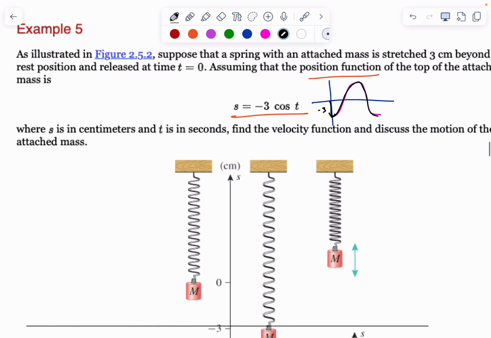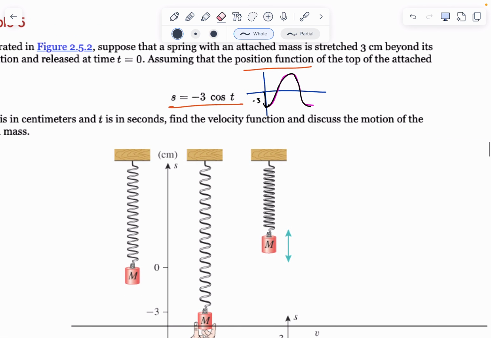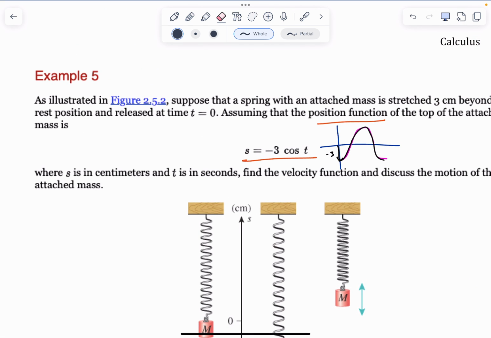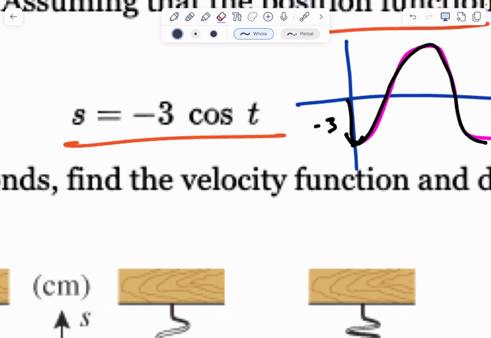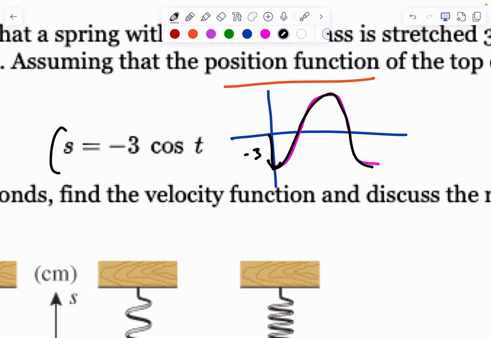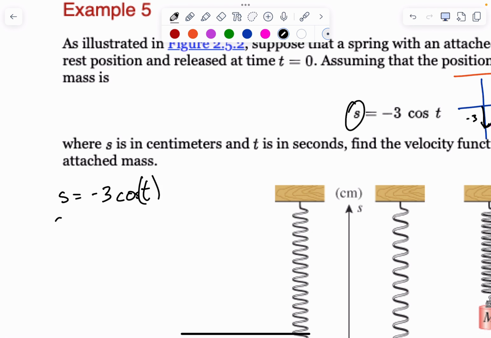They want us to find the velocity and discuss the motion of the mass. We don't have to find the velocity at a certain point. The position function is s. Velocity is going to be the first derivative. So that's all we have to find. s is negative 3 cosine of t, and they want us to find the derivative, which is going to give us the velocity.